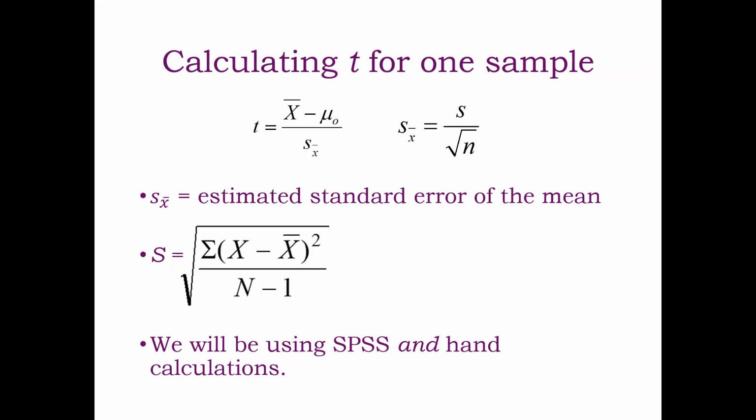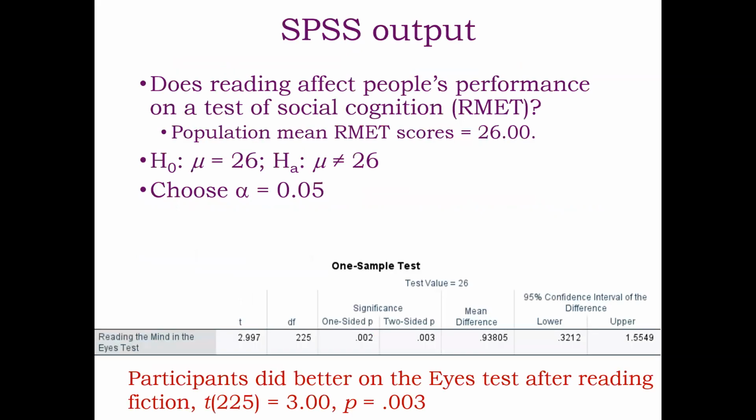And then standard deviation, we know how to do the standard deviation. We'll be using SPSS and hand calculations for this. So let's look at some SPSS output now. For example, we might wonder if reading affects people's performance on a test of social cognition, the RMET or EYES test, which we've spoken about before.